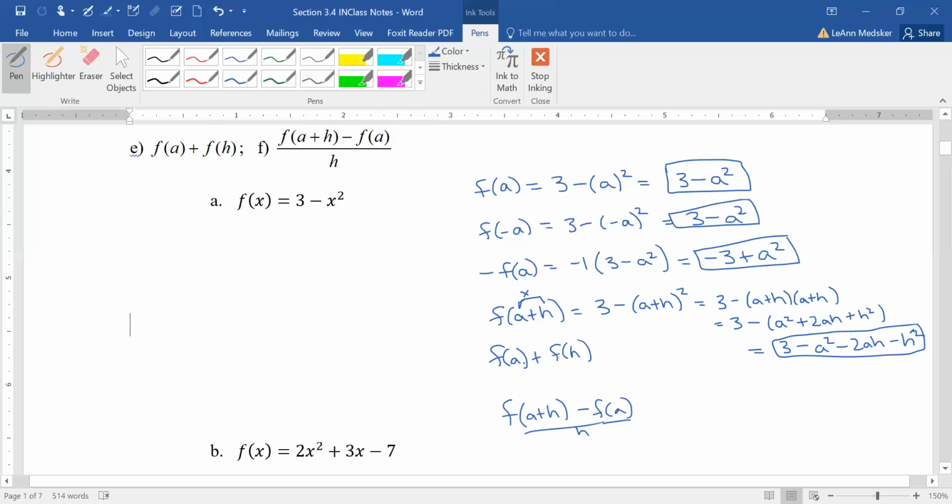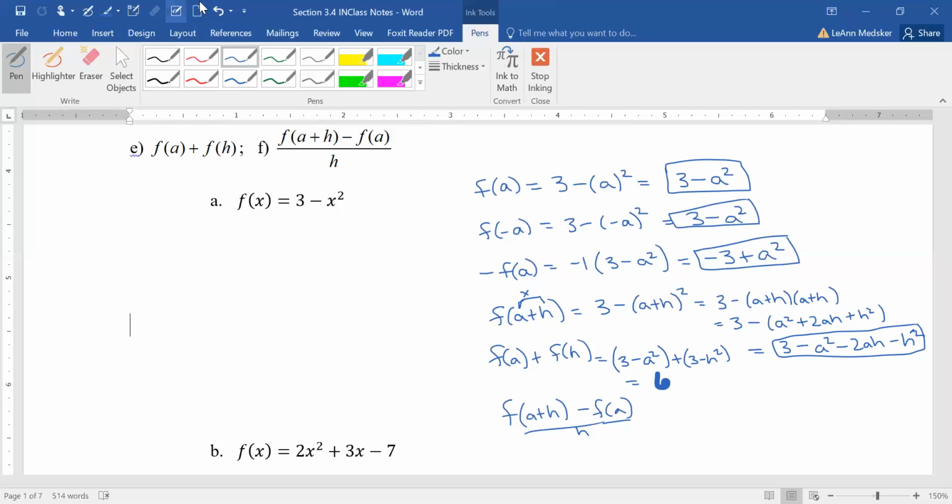This is different. This is f of a plus f of h. So it's two separate evaluations. So one evaluation is 3 minus a squared, plus the second evaluation is 3 minus h squared. They're completely separate from each other. So this would be 3 plus 3, so we can at least add those two together. So that's going to be 6.